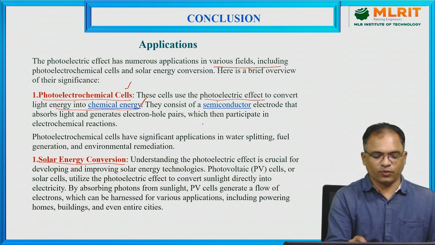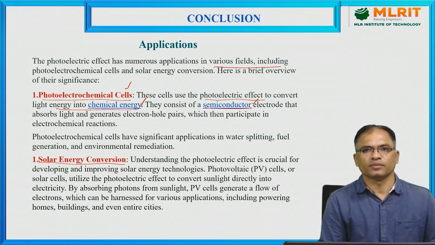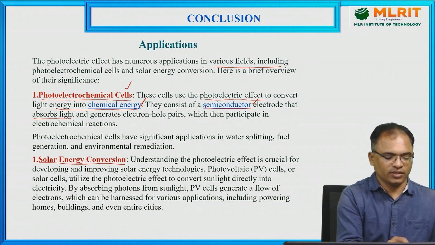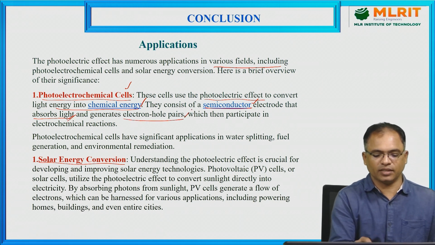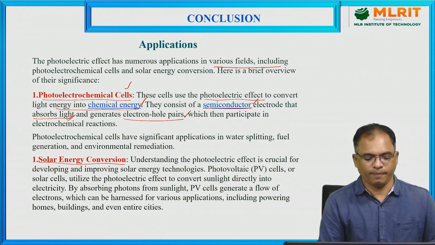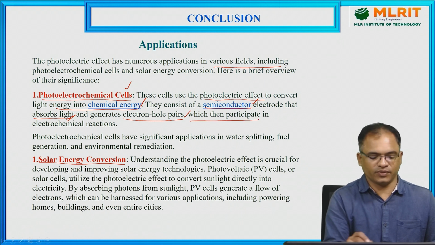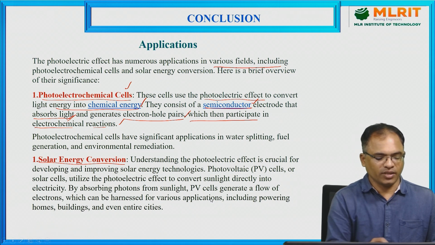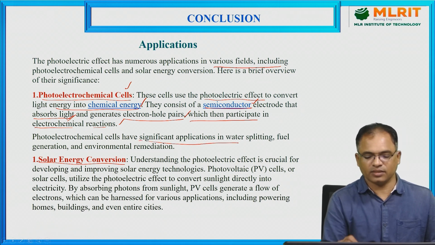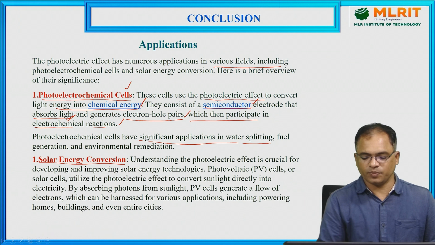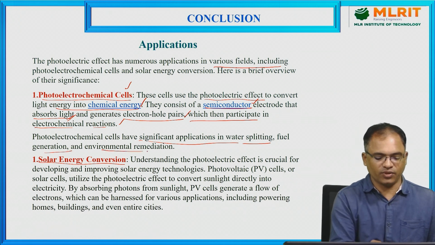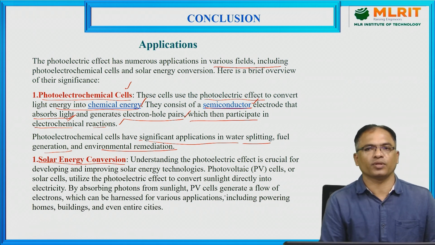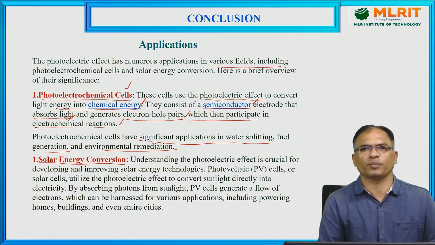Actually photoelectrochemical cells consist of semiconductors. When photons of light fall on that semiconductor, it absorbs those photons, and as a result of that, electron hole pair generation takes place. These electron hole pairs which are generated will participate in the electrochemical reactions. So these electrochemical cells have numerous applications, like they are used in water splitting, fuel generation and environmental remediation. That is the first and foremost application of photoelectric effect, where they are used in photoelectrochemical cells.